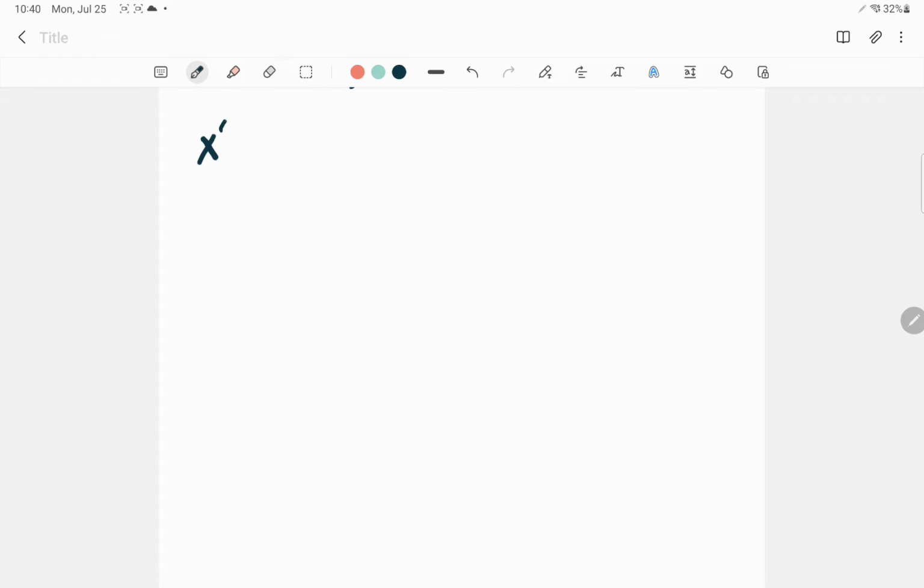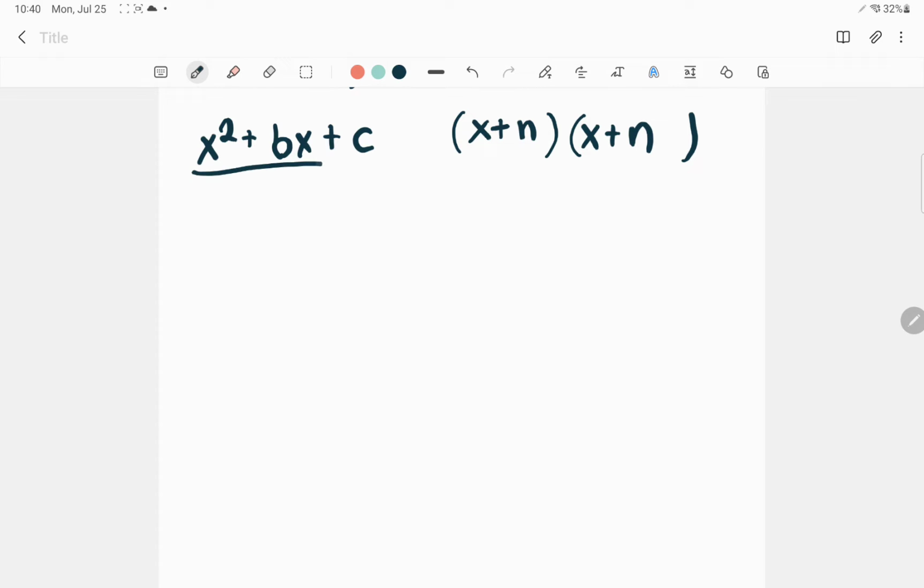So first of all, x squared plus bx plus c. Okay, I'm going to leave that as it is. So you're going to see something like this, and it's going to make more sense once we start working on it. So you're going to have x plus a number, x plus a number. That's how your factoring is going to look. So if you have a problem like this, your factors are going to look like that.